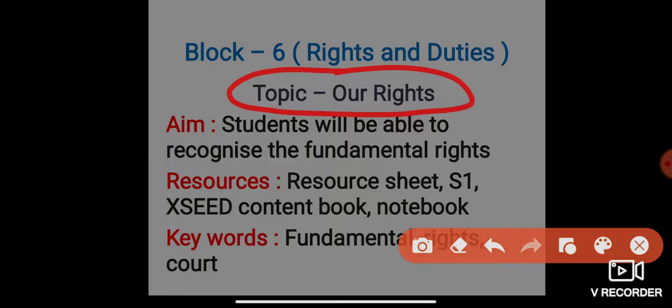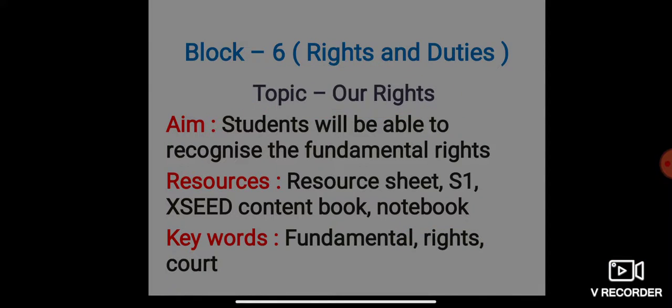Resources required for our class are your resource sheet, your S1, your exit content book, and your notebook as well. The keywords for today are fundamental, rights, and court. As usual, let's look into the meaning of the keywords.